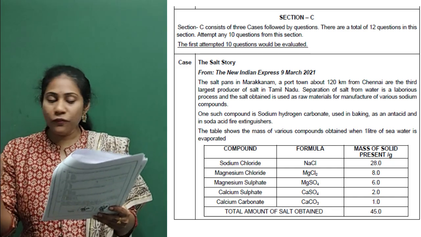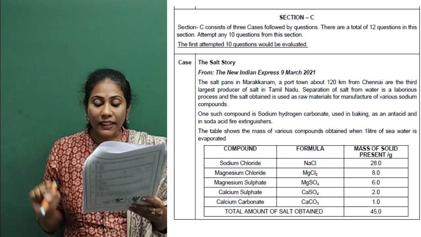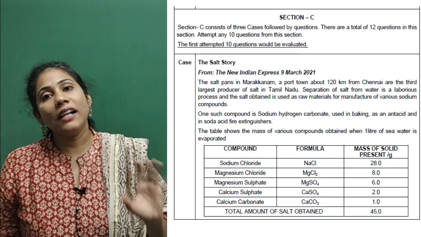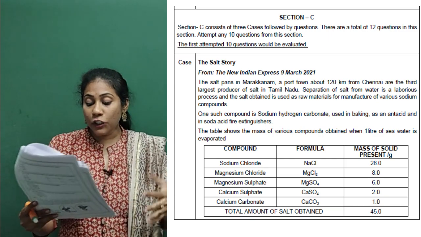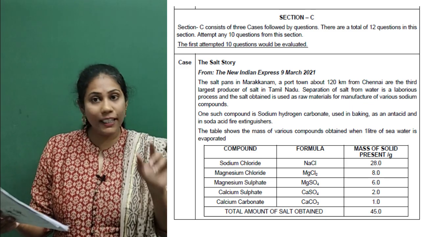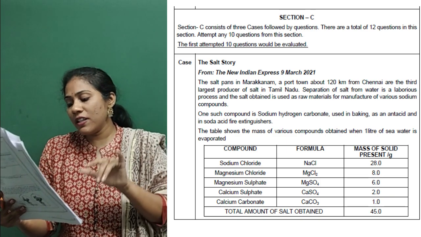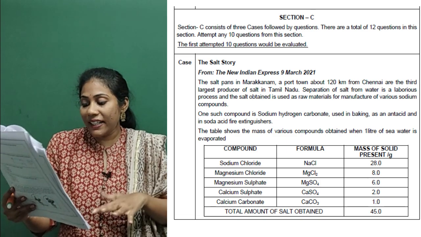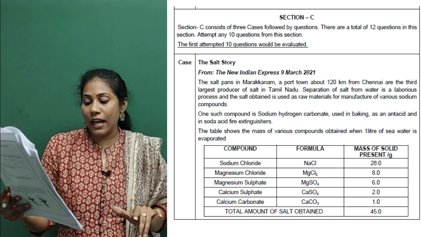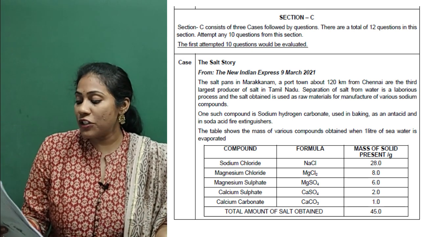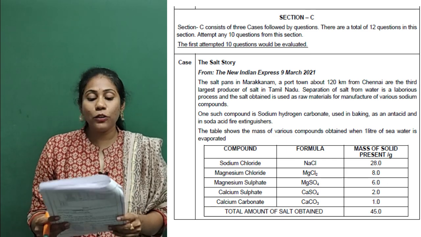You see the information in a table. The table shows the mass of various compounds obtained when 1 liter of seawater is evaporated. So salts are present in seawater. When you evaporate 1 liter of seawater, the total amount of salt was 45 grams. You can check it at the last, 45 grams. And sodium chloride was 28 grams. In that 45, 28 grams was sodium chloride. Magnesium chloride was 8 grams. Magnesium sulfate was 6 grams. Calcium sulfate was 2 grams and calcium carbonate was 1 gram. Okay, so keep this idea in mind. Let's see what questions relate to that.